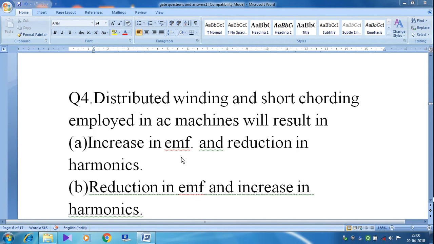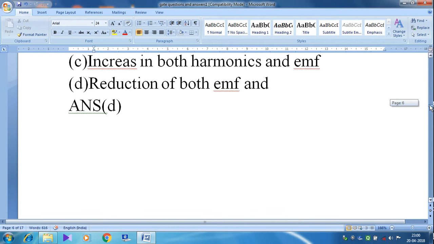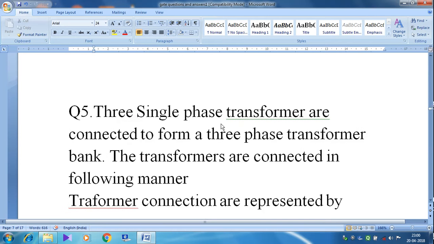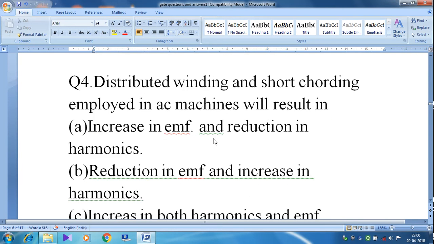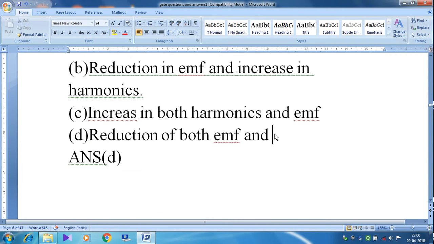Therefore, though we are getting less EMF, we are providing distributed winding and short coding winding mainly to reduce the harmonic EMF so that the waveform we are getting is a perfect sinusoidal waveform. Then the losses also decrease. So therefore the answer is D, that is reduction of both EMF and harmonics. So here there is some mistake.